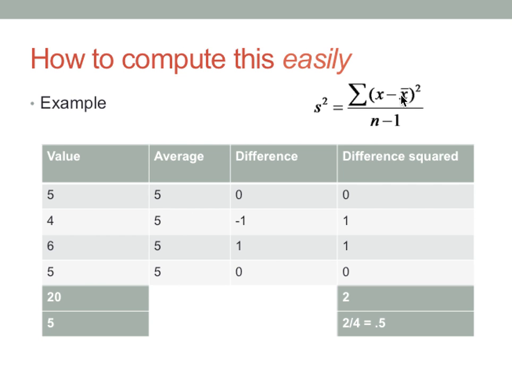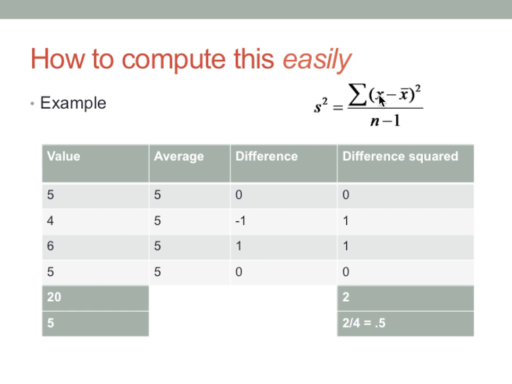Then we have to complete what's in the parentheses. We actually have to do x minus x bar. So 5 minus 5 is 0. 4 minus 5 is negative 1. 6 minus 5 is 1. And 5 minus 5 is 0. So we have now completed our x minus x bar. Now, PEMDAS. Remember, exponents come before addition. So we're going to square each of these values. So 0 squared is 0. Negative 1 squared is 1. 1 squared is 1, and 0 squared is 0.